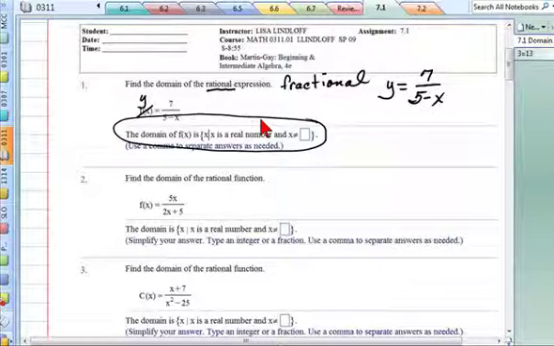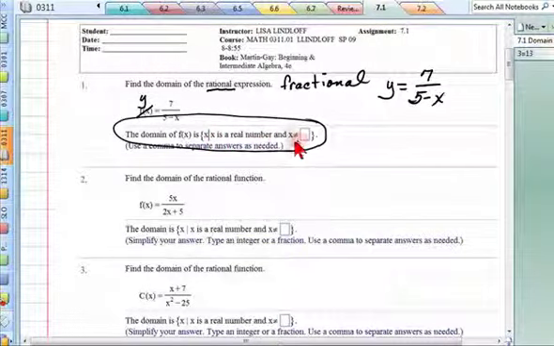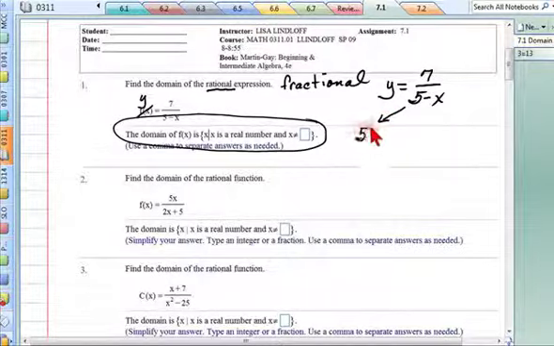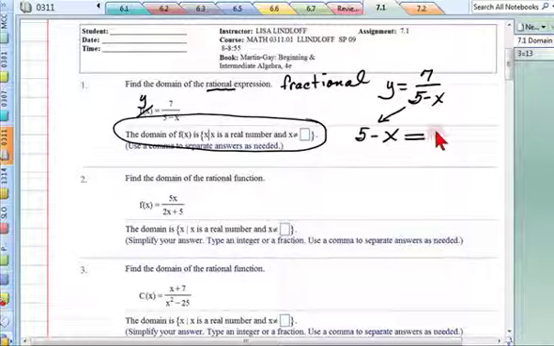It says, the domain of f of x is the set of all x's such that x is a real number and x cannot equal blank. Okay? So we're going to have to fill in that blank. There is a number that x cannot be. You're going to take the denominator, 5 minus x, and ask: what is the value that you don't ever want it to become?